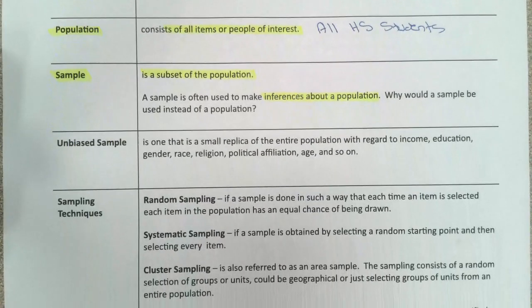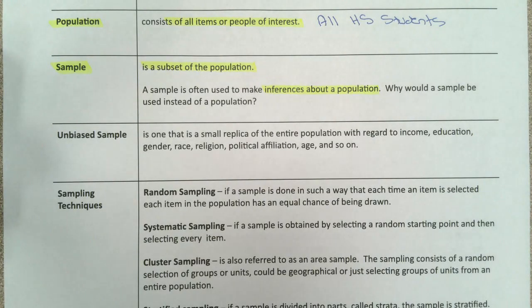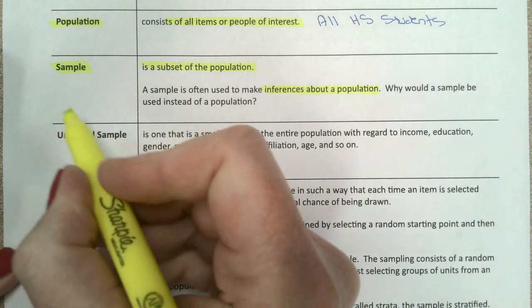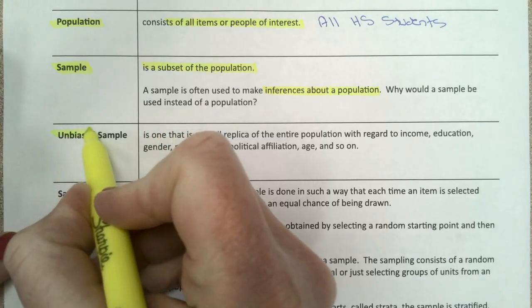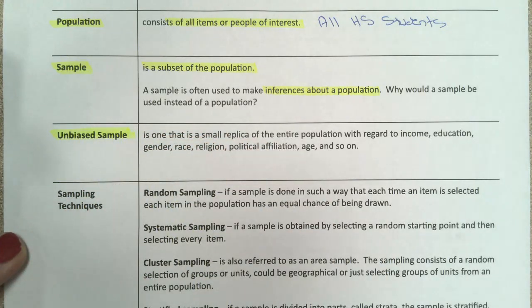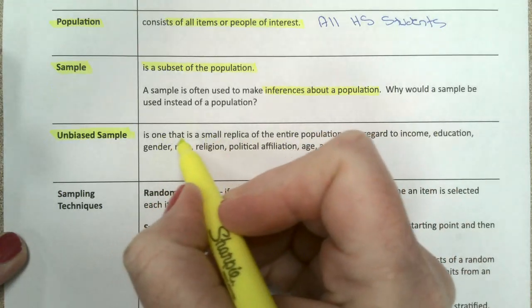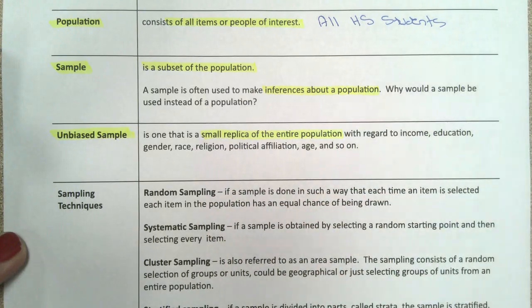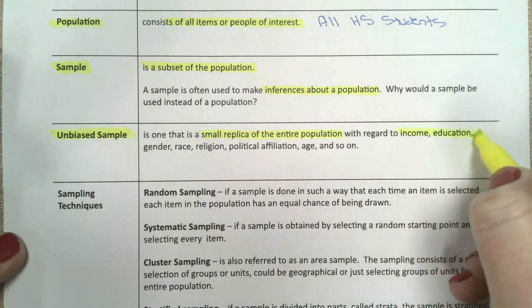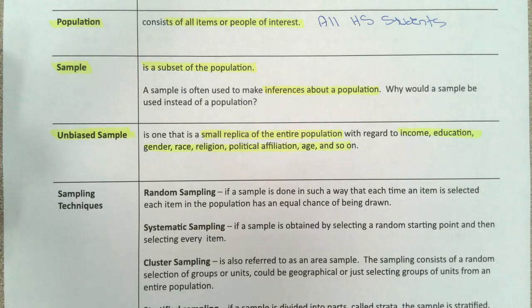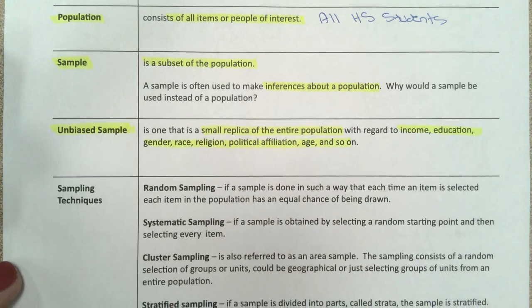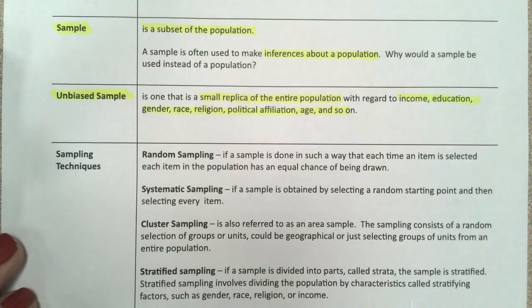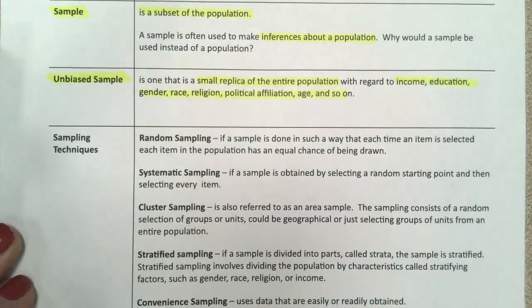Why would we use a sample? Because getting to the entire population can be cost prohibitive. It could be too time consuming. When we are conducting an experiment, we would like an unbiased sample. So we would like the sample to replicate the entire population with regard to income, education, gender, etc. So whatever the population looks like, we want to make sure our sample looks the same.